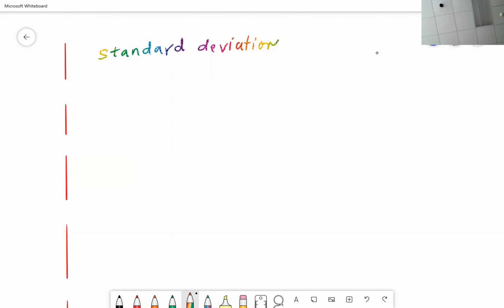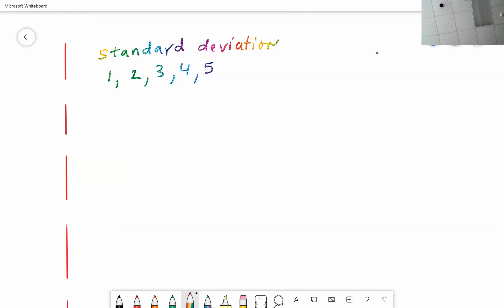Okay, so let me pick these numbers. I know these are kind of trivial numbers, but if you can do the standard deviation with this, then you can do it with others. What the standard deviation wants you to do is find the average spread of the data from the mean.